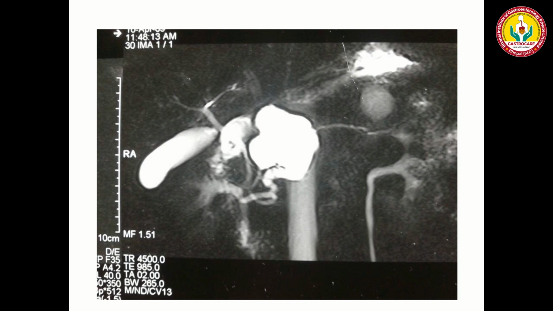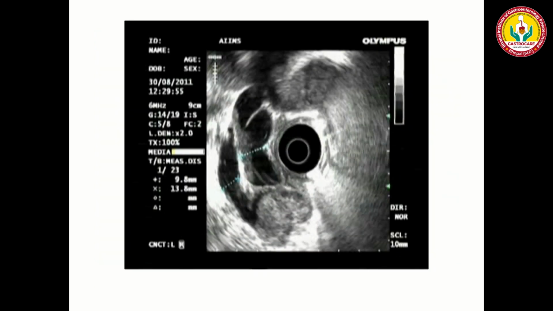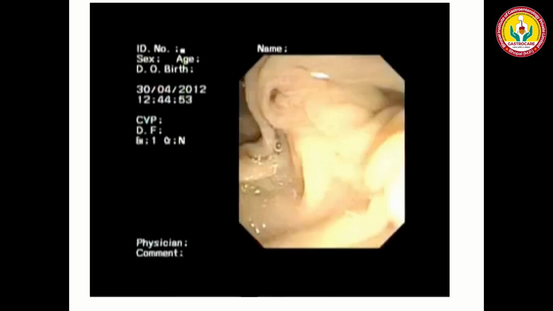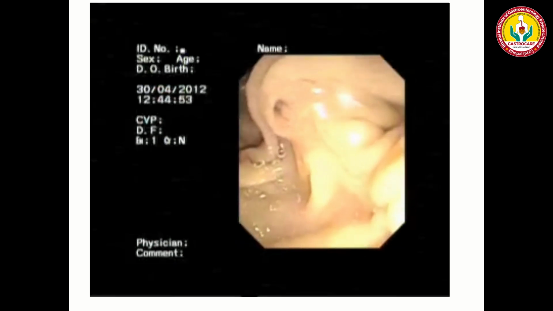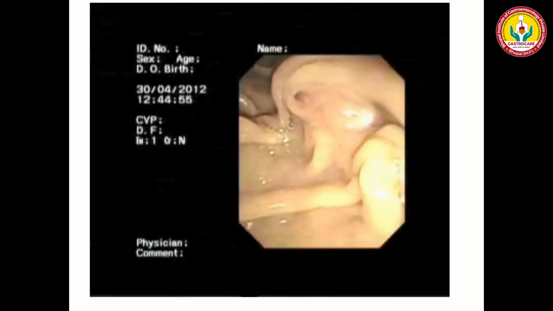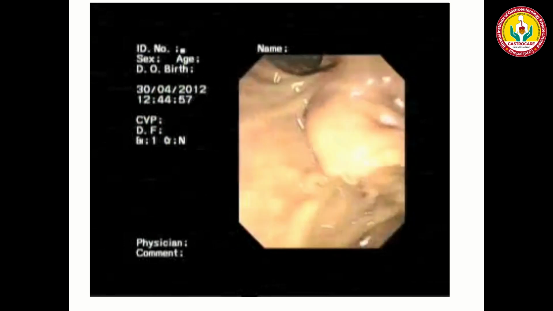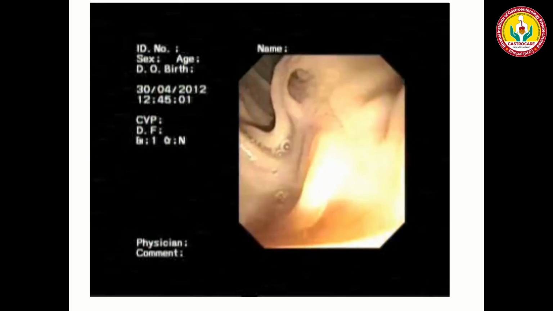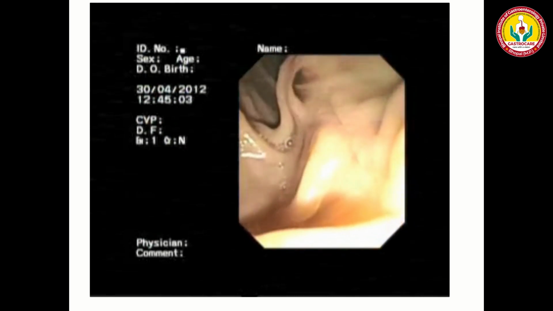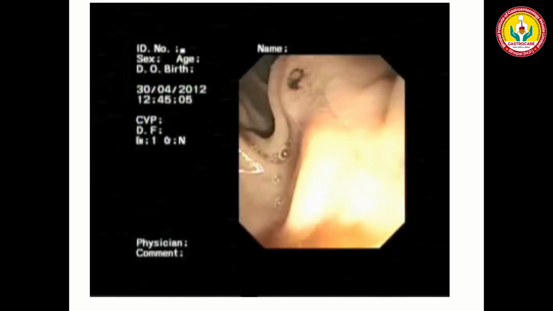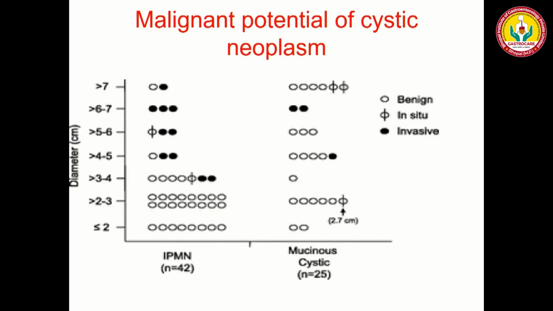This is a classical example of a branch duct IPMN, about 3 centimeters in size. This is a classical example of a main duct IPMN with solid mass inside. And this is what the classical fish mouth appearance is. I have only seen it once, and that's a video I keep showing all the time. And that you have a fish mouth appearance of a papilla, and you can see this mucin coming out. Then it is diagnostic of IPMN.